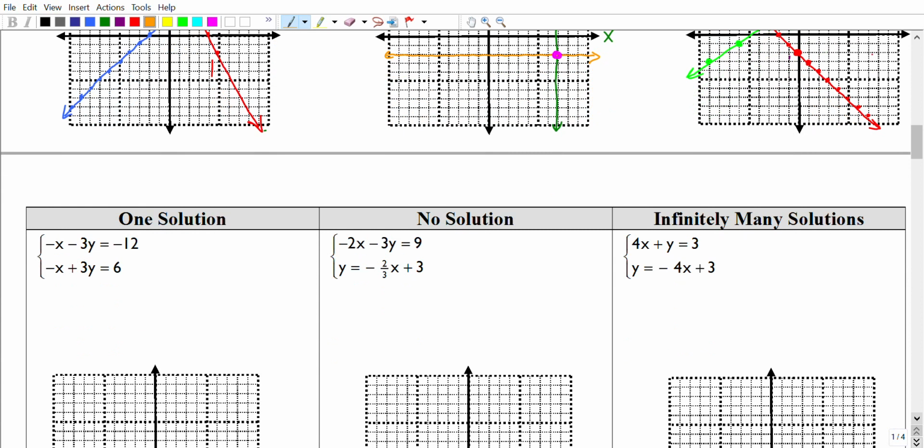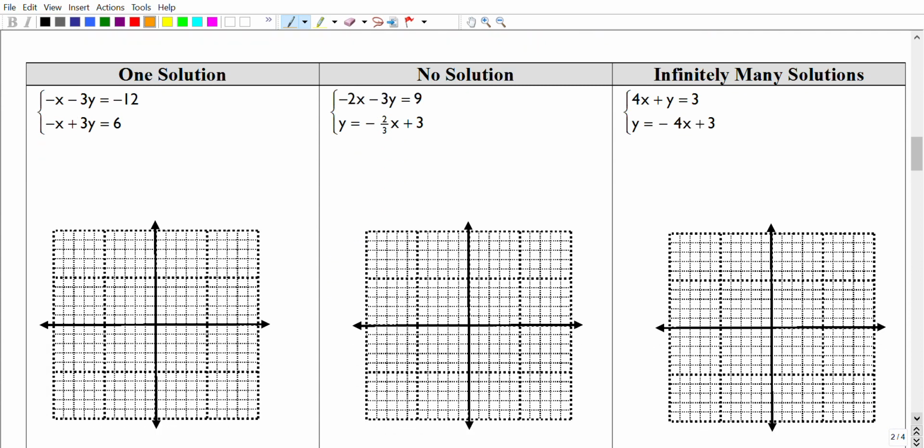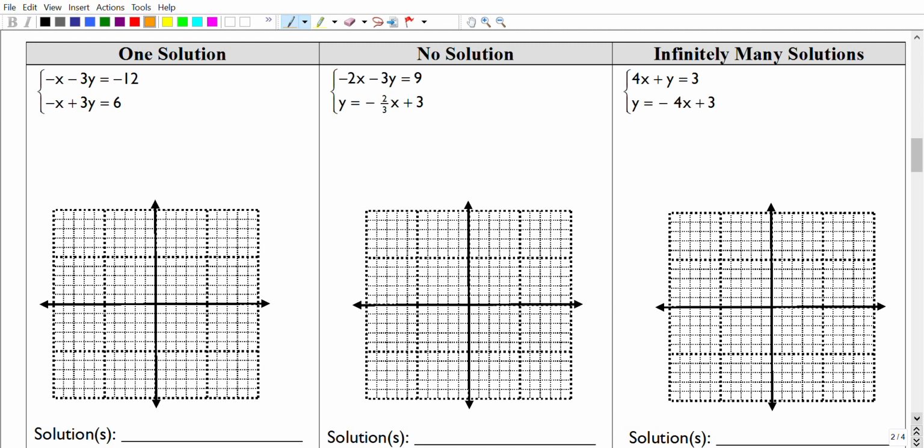Okay, now for this next chart that I have here, and I think I mentioned this towards the beginning of the video, but maybe I didn't. However, I'll mention it again. We might have one solution, no solution, or infinitely many solutions, just like we did before when we were solving equations. Now we have to know and identify when that happens or how that happens. So before I go any further, let's look at this one solution example and see why we only have one solution.